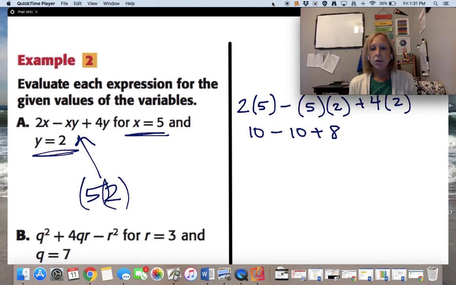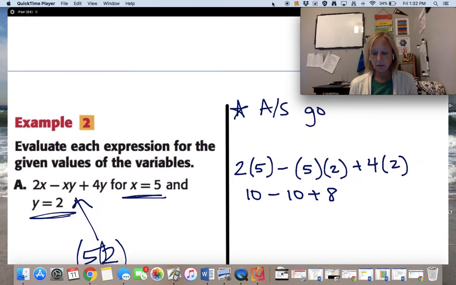Now that I have addition and subtraction, this is where most of the mistakes actually take place, okay? When we only see addition and subtraction, because they are inverses, we need to move from left to right. So maybe make a note to yourself somewhere, okay? When you just see addition and subtraction, go left to right.